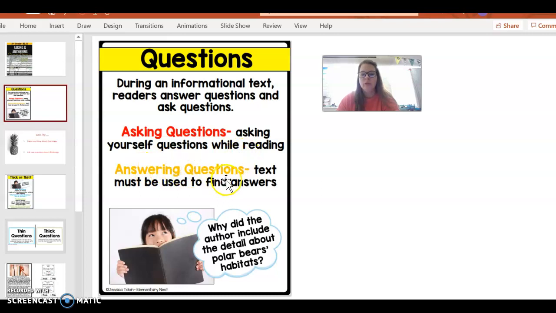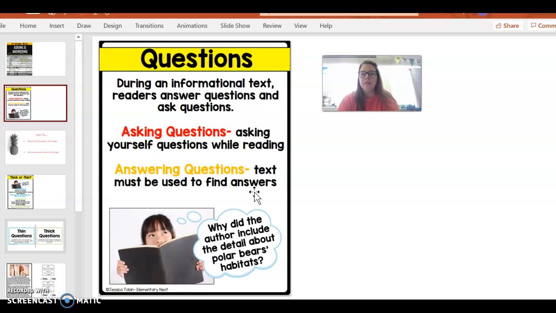And so it says answering questions, text must be used to find the answer. So one thing that we really struggle with is going back to our text and making sure that our answer is right there. Okay, so it's one thing that we're really going to be working on is making sure that we can go back to the text and find that answer. The other thing when we read nonfiction text is to always look at charts and pictures and diagrams and ask ourselves, why did the author include that detail? It's definitely something that we need to be paying attention to.